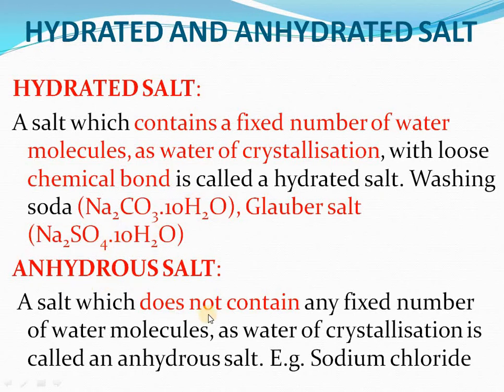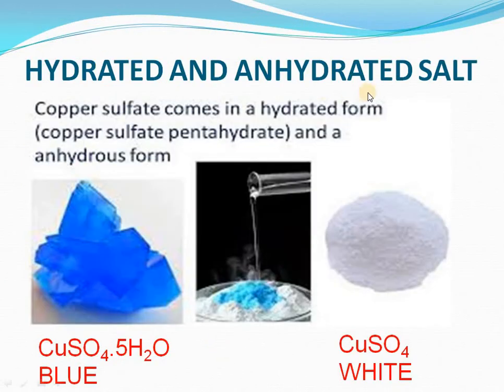Anhydrous salt: a salt which does not contain any fixed number of molecules as water of crystallization is called anhydrous salt, like sodium chloride. Sodium chloride we are not writing as NaCl dot water. Next is hydrated and anhydrous salt. Just listen and understand the example. If you see 5 water is there, the color is blue, and if it is white, there is no water of crystallization. So this is important that we should mention the words hydrated copper sulfate, anhydrous copper sulfate. Anhydrous copper sulfate means white, and hydrated copper sulfate means blue.